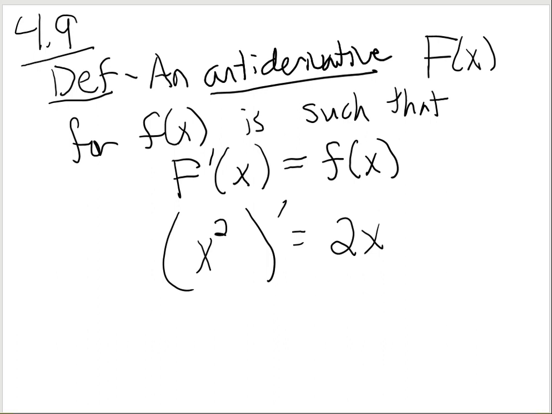Now, the thing is, though, if you look at x squared plus 1 and you take its derivative, it's also 2x. And so that's sort of interesting, that x squared and x squared plus 1 are not the same function, but they're both antiderivatives for 2x.